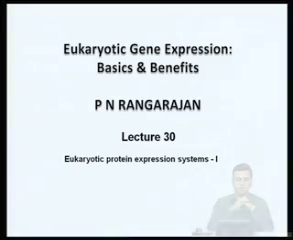Although this lecture series is about eukaryotic gene expression, basics and benefits, I discussed prokaryotic expression systems at length in the last class, because a number of eukaryotic proteins have been expressed in prokaryotic expression vectors and are available as drugs and biotech drugs in the market. And as you will see in this class, the first choice of recombinant protein production is always to use a prokaryotic expression system, because of all the expression systems available today, it is the least expensive and most economical way of producing recombinant proteins.